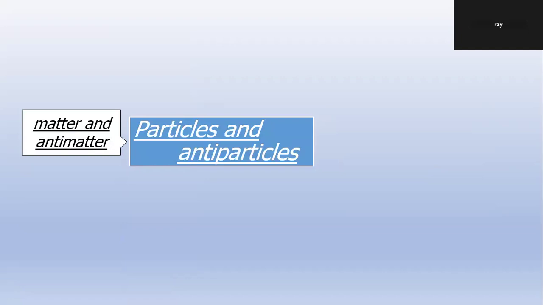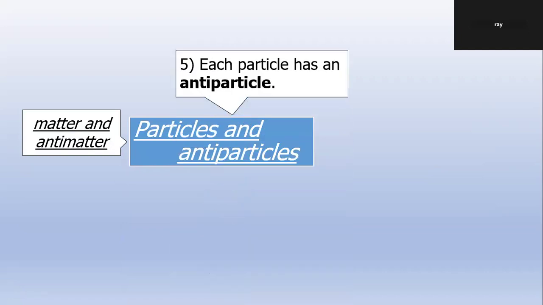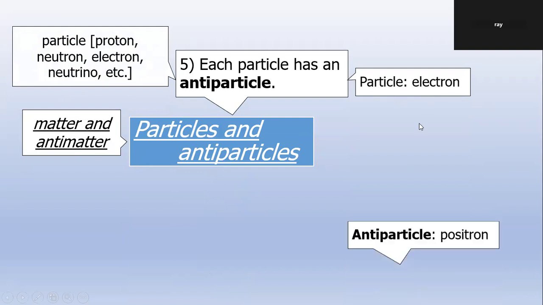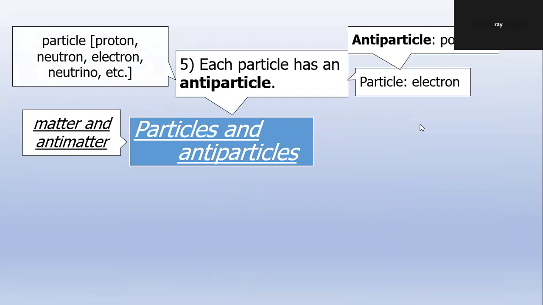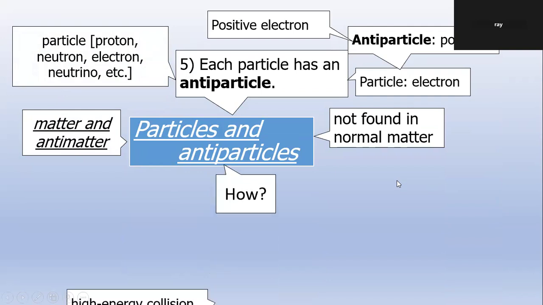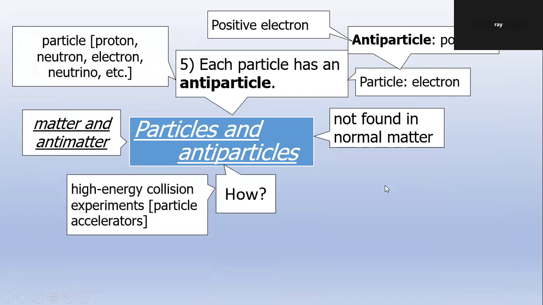Particles and antiparticles, matter and antimatter. Each particle has an antiparticle. Particle, example, proton, neutron, electron, neutrino. Particle, example, electron, antiparticle, positron, positive electron. Not found in matter. Where do we find it? How do we get it? High energy collision experiments. That means it's more artificial. Man has to accelerate the particle to high speed to collide.